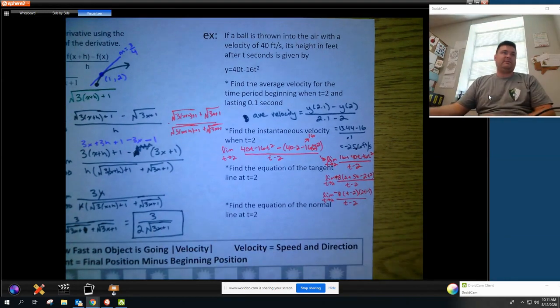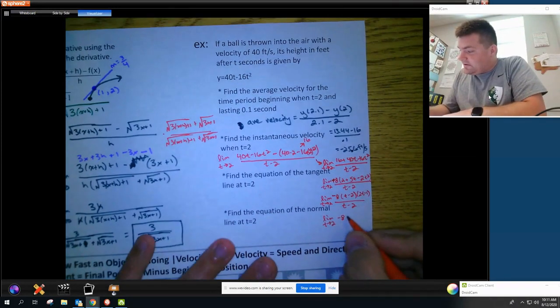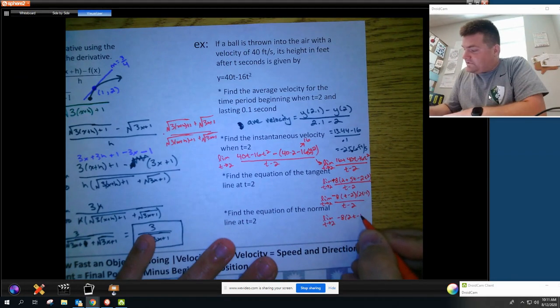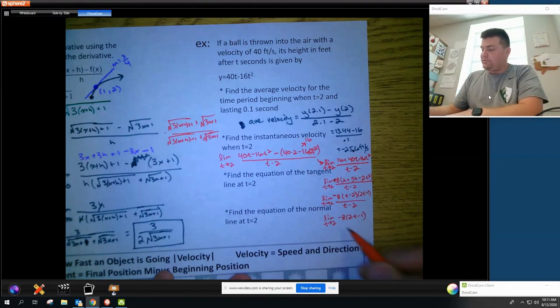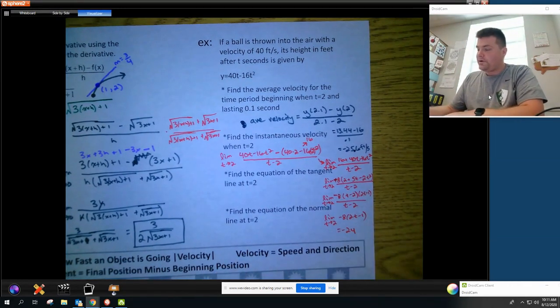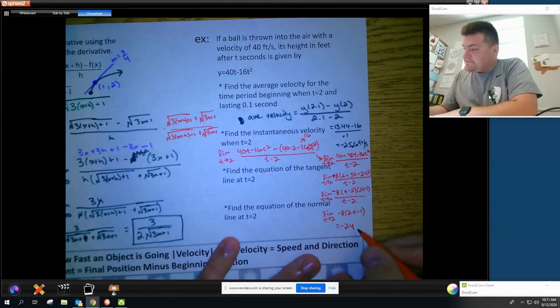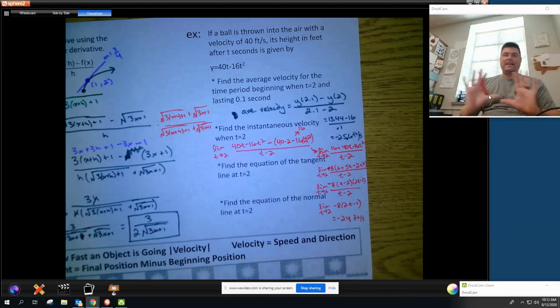Now those t minus 2s are going to cancel out, so I'm going to be left with the limit as t approaches 2 of negative 8 times 2t minus 1. And now I'm ready to plug that in. So when I plug in a 2, I'm going to get negative 24 feet per second. Okay. Sorry, lots of algebra going on there. Hopefully didn't trip too much in there.